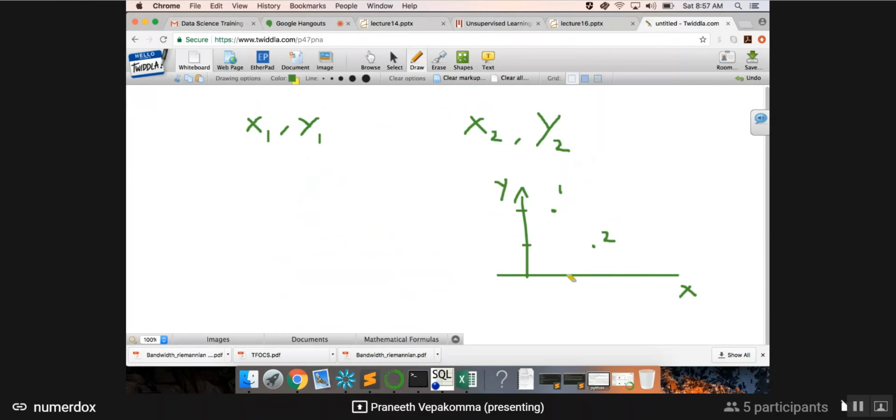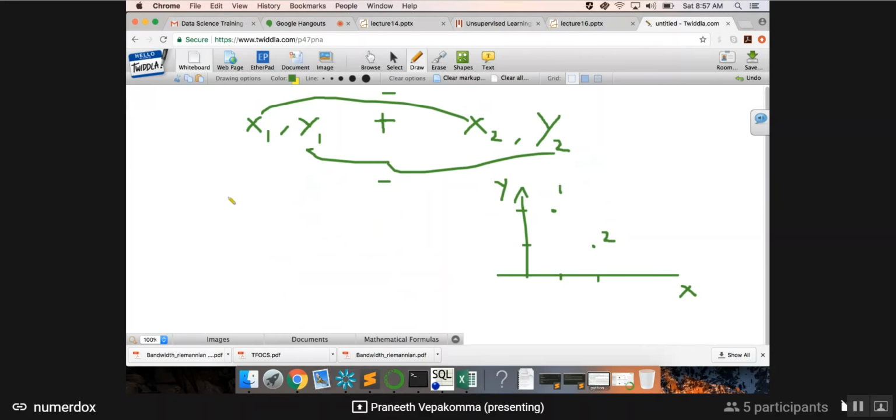Plus in the x direction how far they are. This is x1, this is x2, right? So you want to see how far they are. So x2 minus x1 whole square plus y2 minus y1 whole square. So this minus this whole square plus this minus this whole square. If you sum those two quantities, you get Euclidean distance.